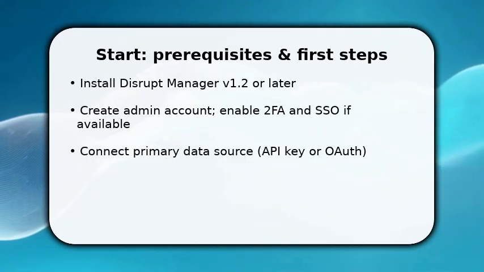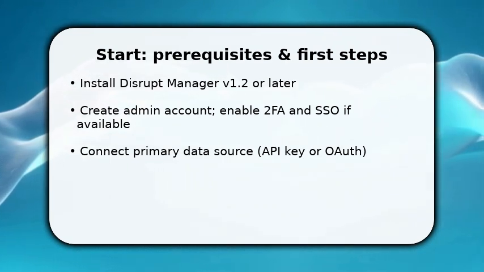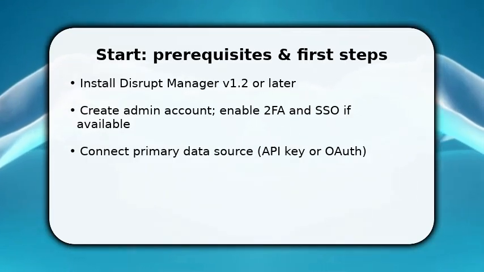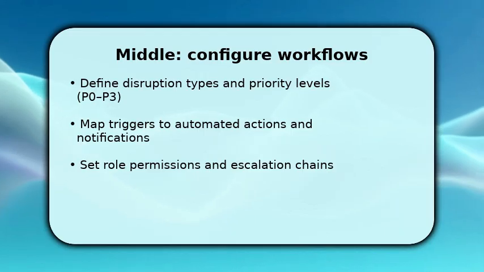Make sure to assign at least one project and a default environment so the UI shows live items. You'll see incoming tasks populate the dashboard within minutes. Now you configure the core workflows that handle disruptions. You should define disruption types and set priorities P0 through P3 so the system categorizes incidents correctly.